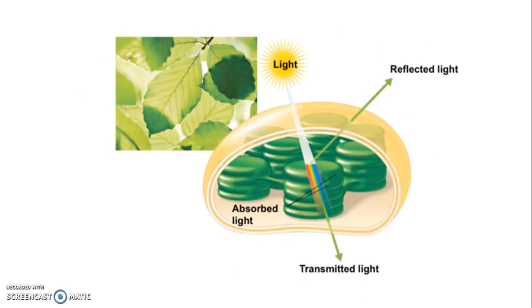Why are the plants green? Because they reflect and transmit the green color. Except for the green color, they absorb all the other colors. That's why the plants are green, because they reflect the green color.